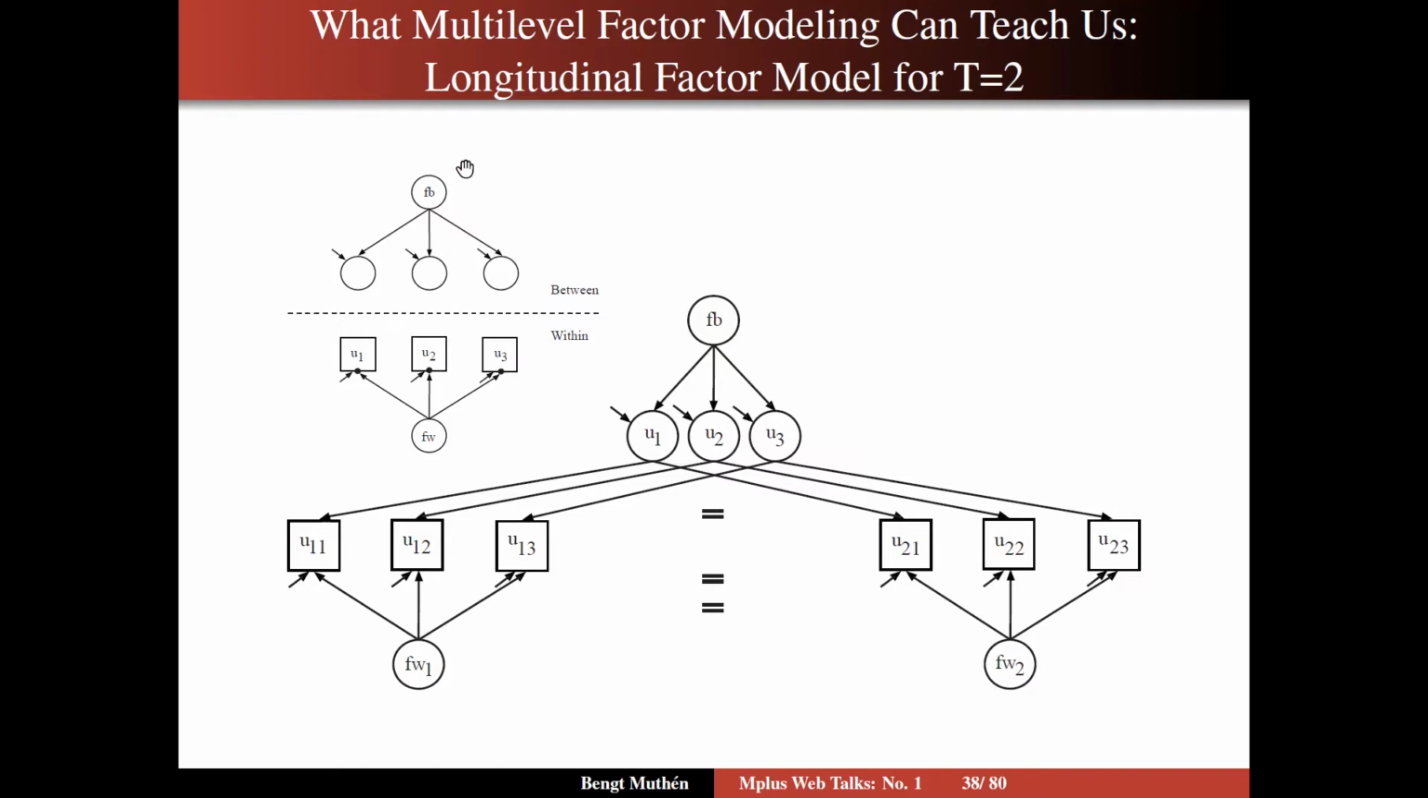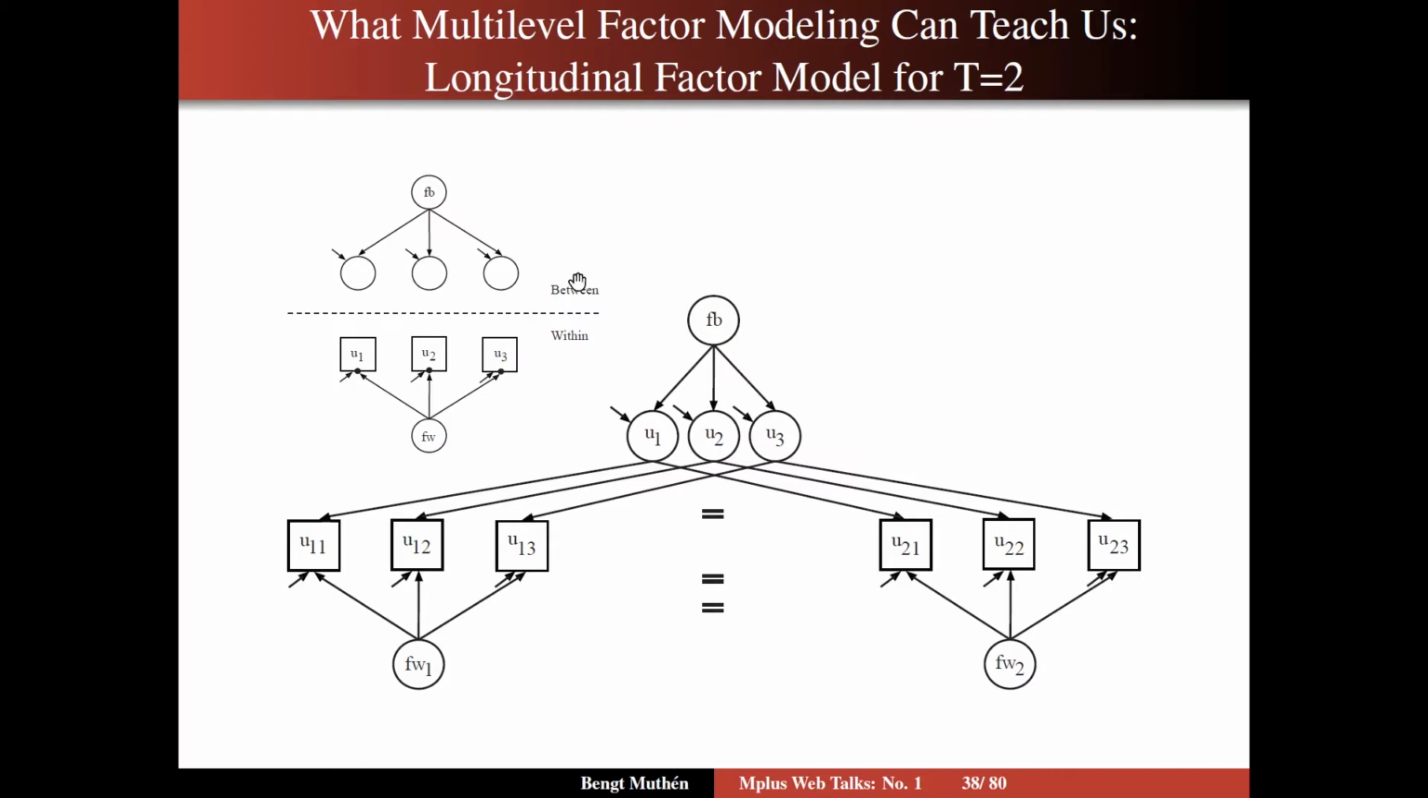So here we have the cross-sectional model, and it's translated into a longitudinal model here, where at time point 1 we have a within factor, and time point 2 a within factor, and they are the same. We have the same factor loadings across time. We have the same residual variances across time, equality of those as well. And if you want to study change in factor means, you would have to have the same measurement intercepts across time as well.